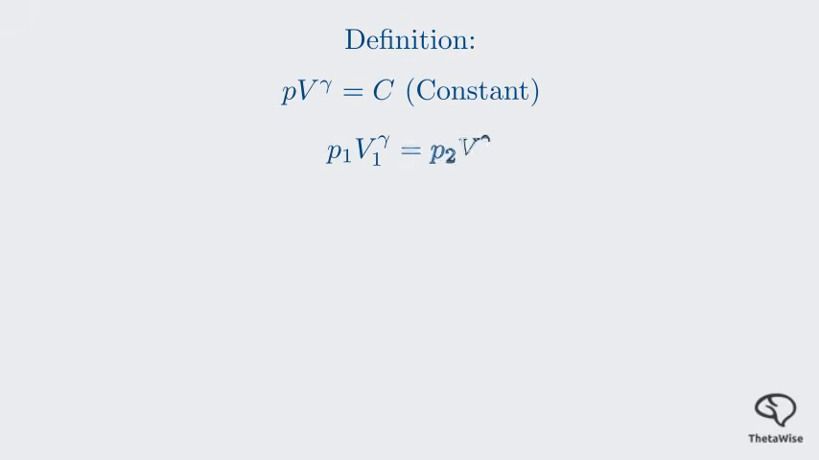Let's derive the state relations for an adiabatic process. The state equation for an ideal adiabatic process is given by P times V to the power of gamma, where gamma is a constant. We can write this as P1 V1 to the gamma equals P2 V2 to the gamma. The constant gamma, called the adiabatic index or specific heat ratio, is defined as the ratio of the specific heats, Cp over Cv. For an ideal diatomic gas, like air, its value is approximately 1.4.